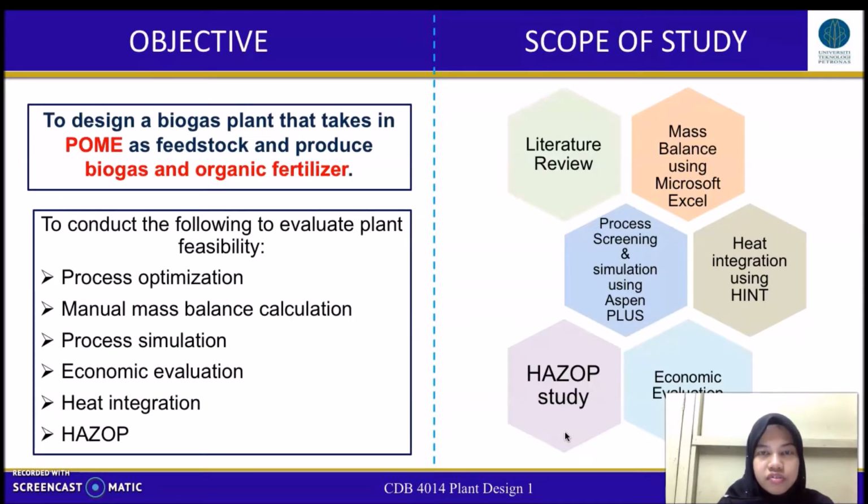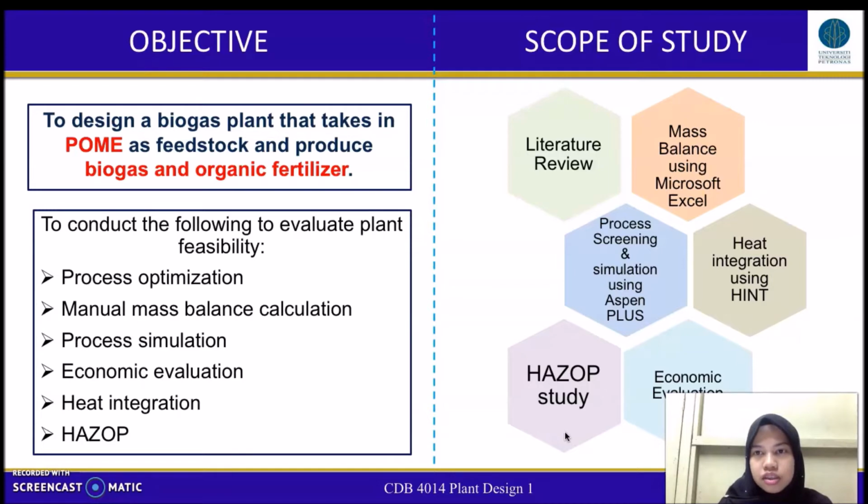Next is the objective. There are 2 main objectives. The first one is to design a biogas plant that takes in POM as feedstock and produces biogas and organic fertilizer. And the second one is to conduct the following to evaluate our plant feasibility, which are process optimization, manual mass balance calculation, process simulation, economic evaluation, heat integration, and also hazard study.